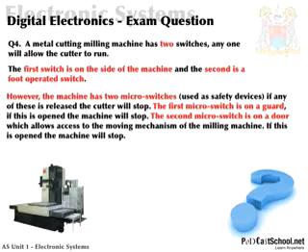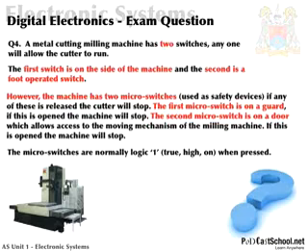The first micro switch is on a guard. If this is opened, the machine will stop. The second micro switch is on a door, which allows access to the moving mechanism of the milling machine. If this is opened, the machine will stop. In other words, if either of them are opened, then the machine will stop. Okay. The other little piece of information you need to know is the micro switches are normally logic 1, true, high, on, when pressed. Draw the logic diagram for this machine.